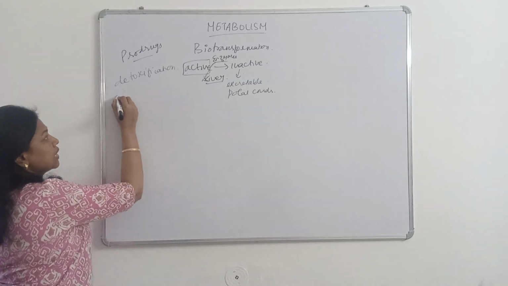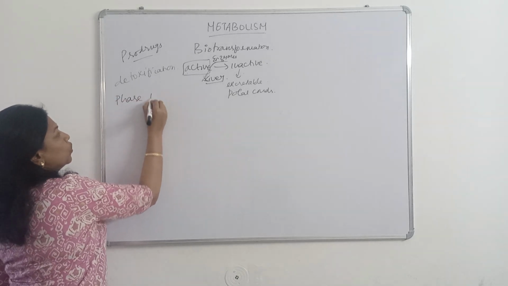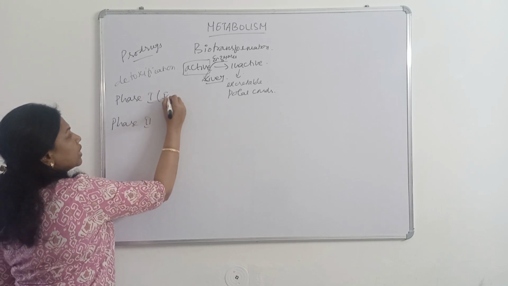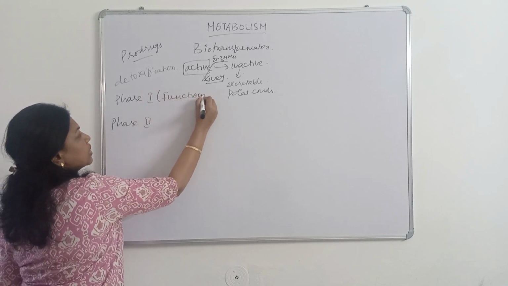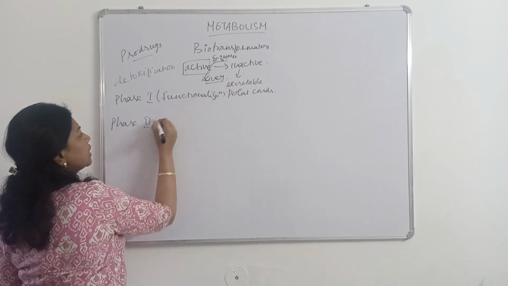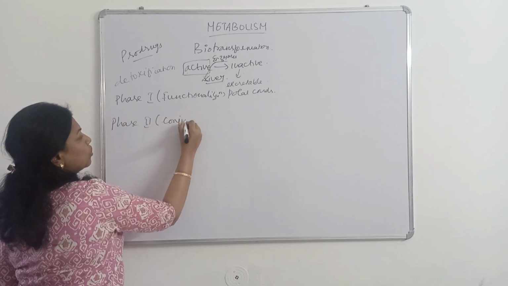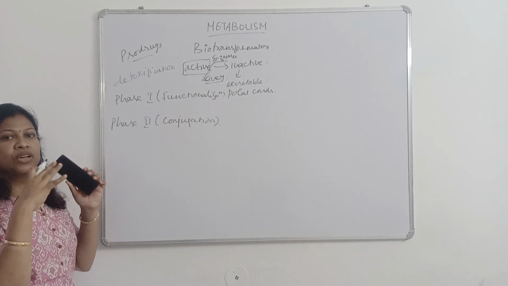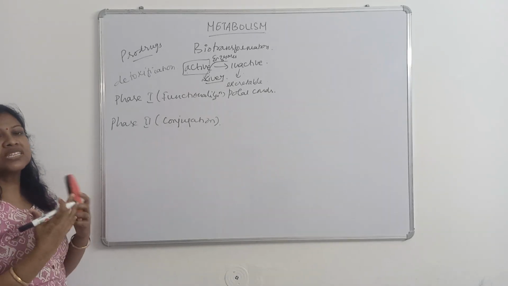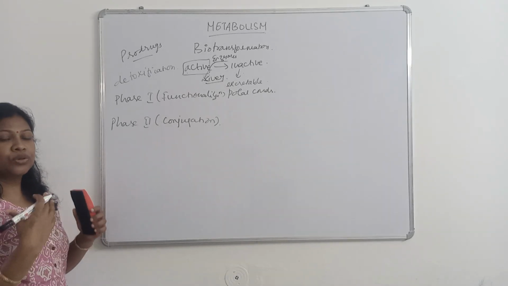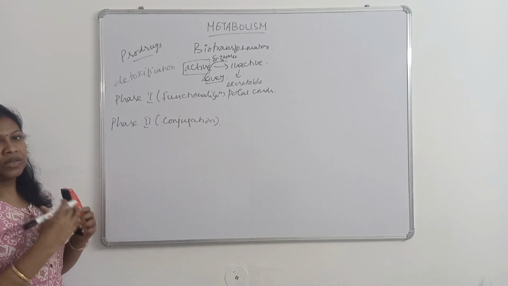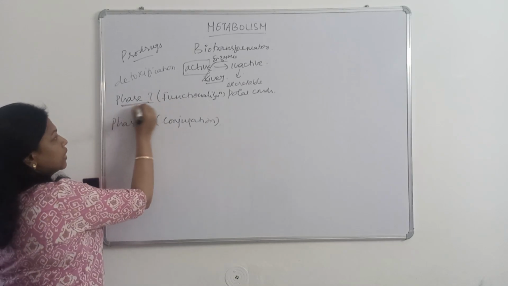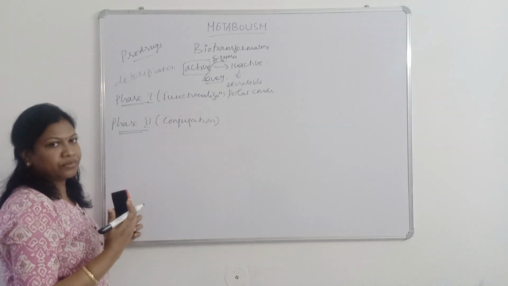So metabolism takes place in two phases: phase 1 and phase 2. Phase 1 reactions are known as functionalization reactions, whereas phase 2 is known as conjugation reactions. So the drug is converted from its original form to another form suitable for elimination. You have to convert the drug into a polar or water soluble form. How is that converted? It is by means of either a phase 1 reaction or a phase 2 reaction.